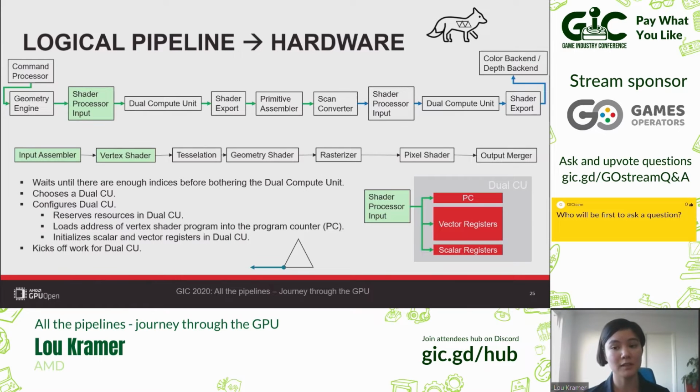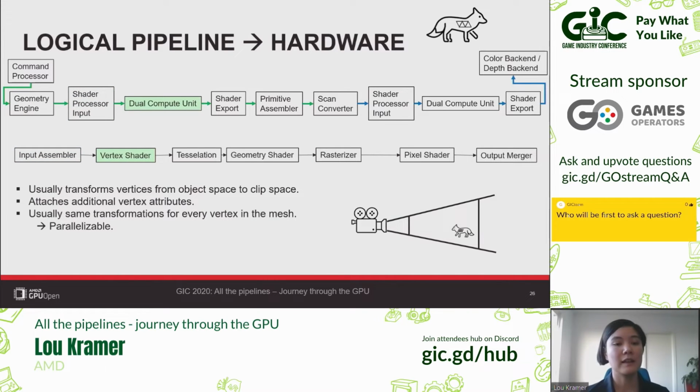And it also initializes the registers for your shader. And then ultimately, after everything is set up, it kicks off the work for the dual compute unit. And the dual compute unit, usually what it does on the vertex shader stage is that it transforms the vertices from object space to clip space. It can also attach additional vertex attributes. It depends on your problem case.